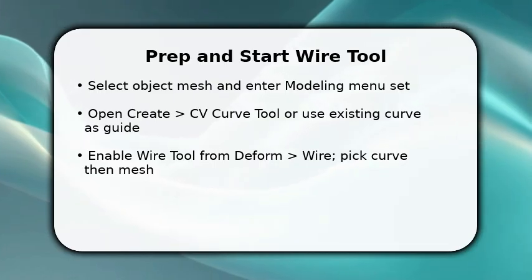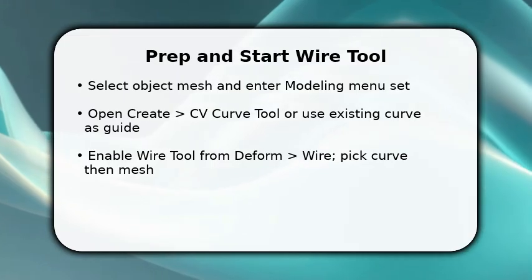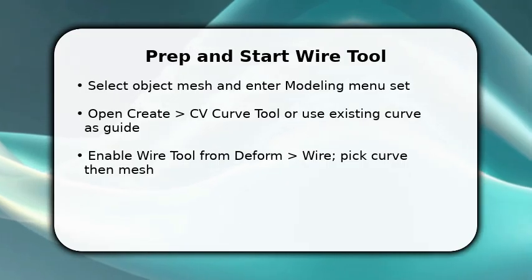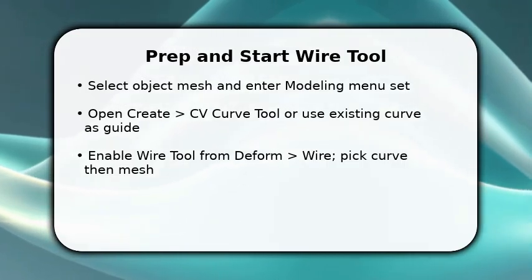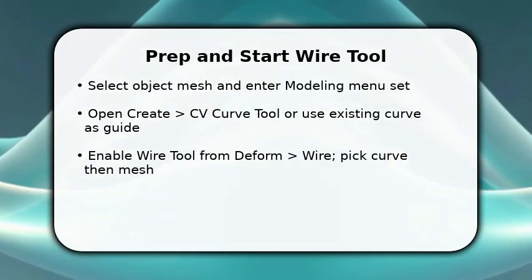Then choose Deform Wire tool, click the curve first and then the mesh so Maya binds them correctly. Once done, confirm the wire node appears in the channel box. This order matters. Curve then mesh ensures the correct driver-target relationship and predictable deformations.